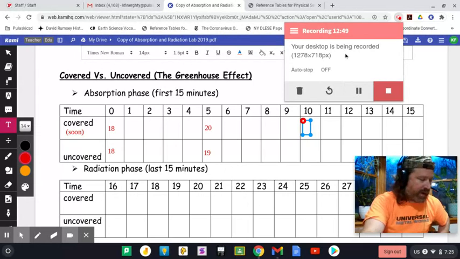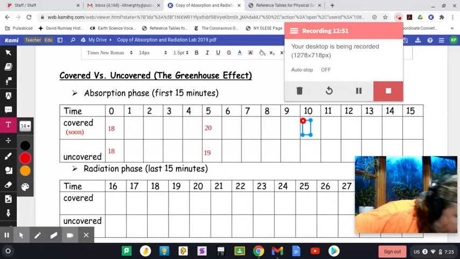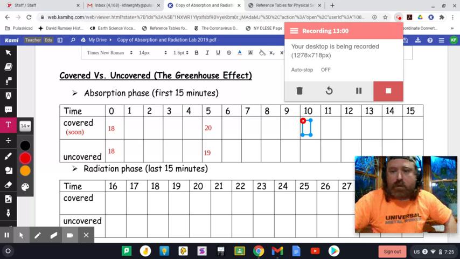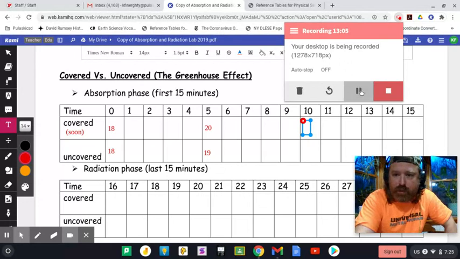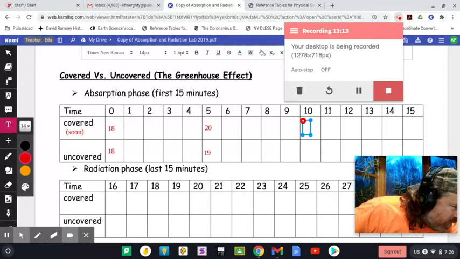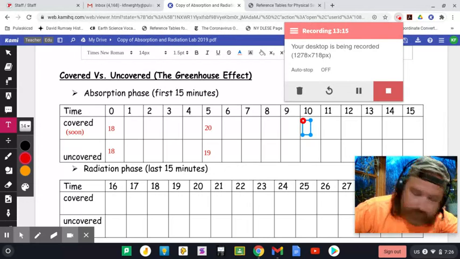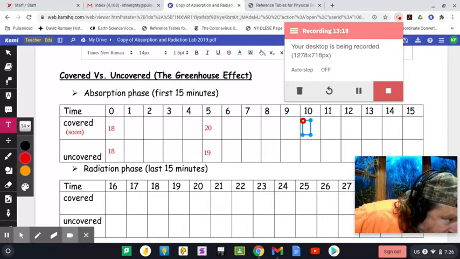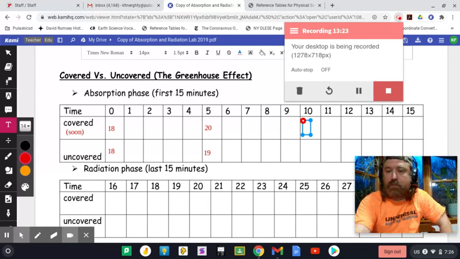All right, so we're back for the 20-minute reading. I'm seeing for the covered one, 26, and the uncovered one, 25. 26 for covered, 25 for uncovered. That was at 20 minutes. We'll be back for 2 more. All right, 25-minute reading. We are at 25 for the covered and 23 for the uncovered. I think it's working. We'll be back for one more.